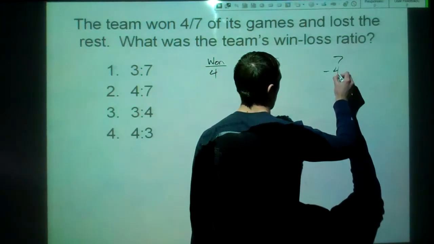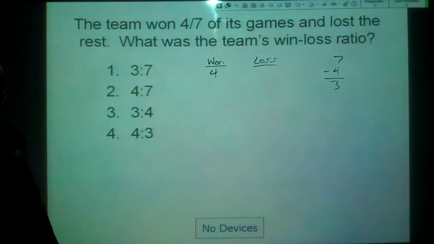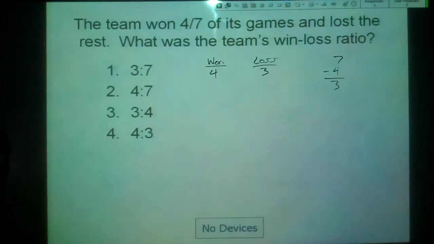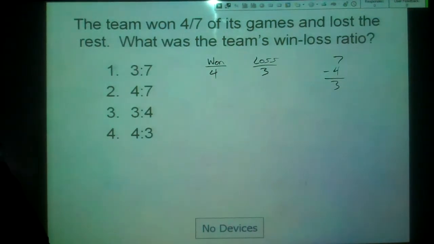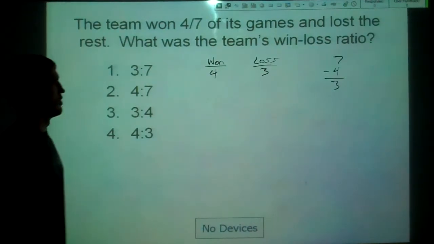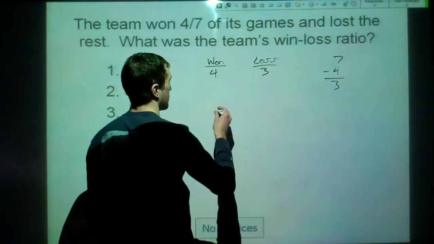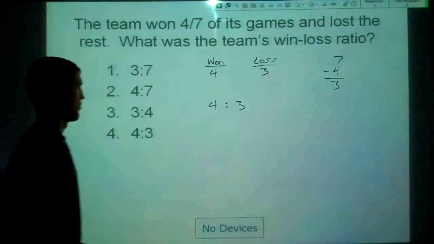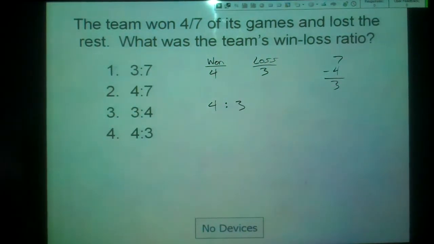7 minus 4 gives us 3. So this means that of this fraction, they should have lost 3 games. So they won 4/7 of their games, they lost 3/7 of their games. So what was the team's win-loss ratio? Well, we want wins to losses. So win and lose, 4 to 3. So we should be looking at this one right here. And just want to point out, remember that this does not mean they just played 7 games. They could have played whatever, as long as this ratio stands true.